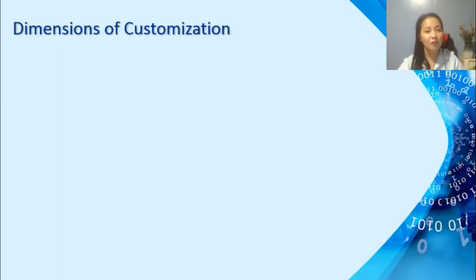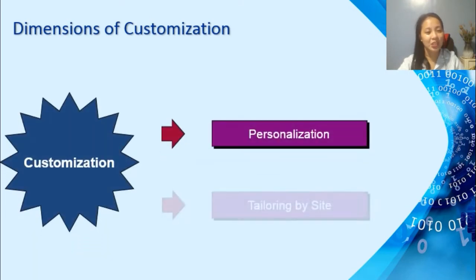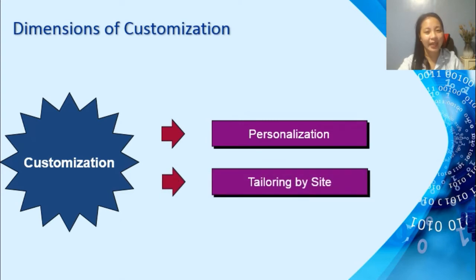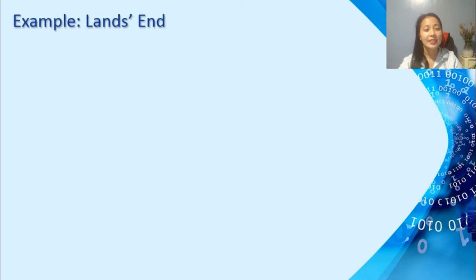Here is the dimension of customization. It has personalization and tailoring by sites. When we say personalization, it is to meet the preferences. And when we say tailoring by site, it is based on your past user behavior. This is an example of customization.